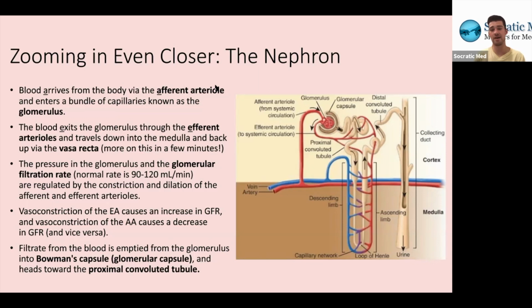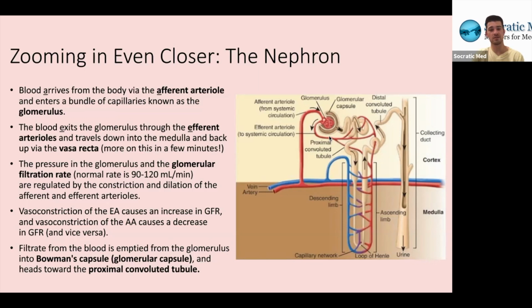So in this case, the afferent arteriole connects to a bed of capillaries in the glomerulus. It goes into the glomerulus through those capillaries, and then it comes out the efferent arteriole and travels down the medulla and back up via the vasa recta. So the vasa recta are these capillaries that are following this loop over here, which we'll later talk about, called the loop of Henle.